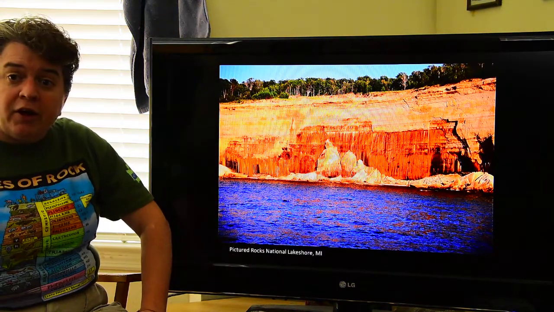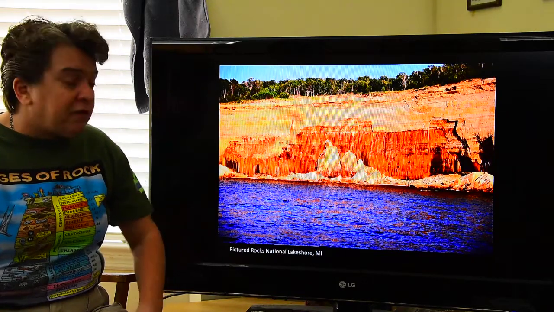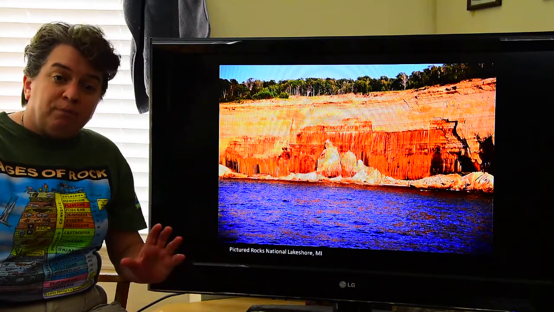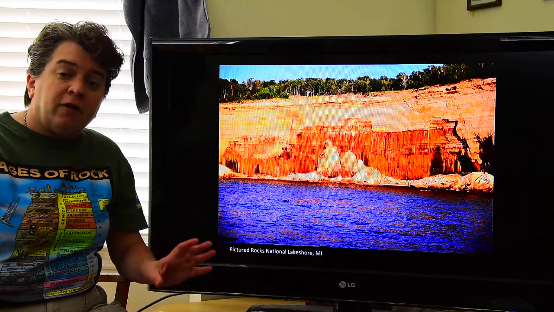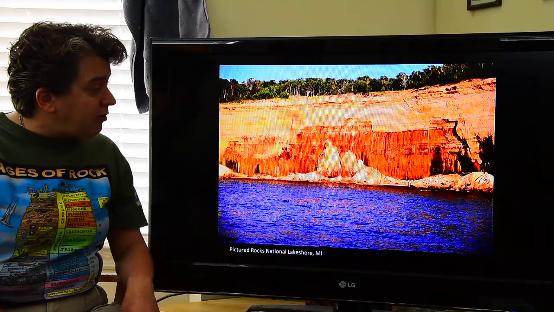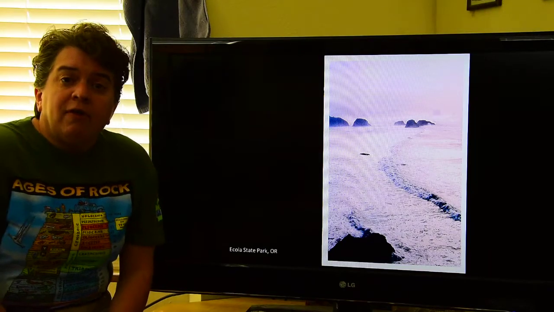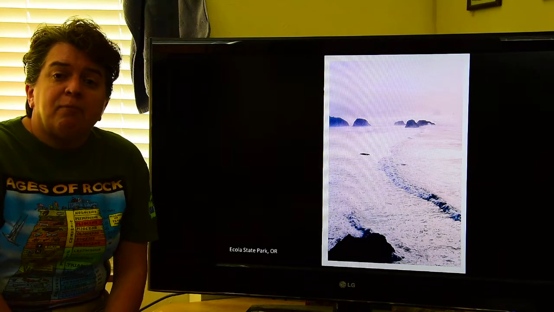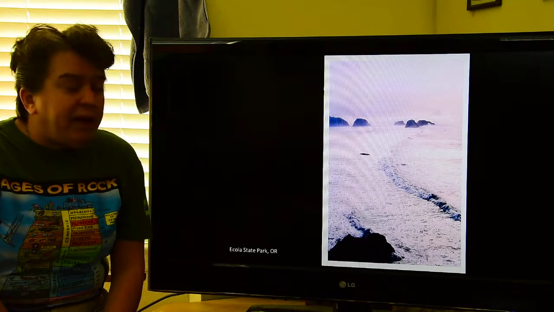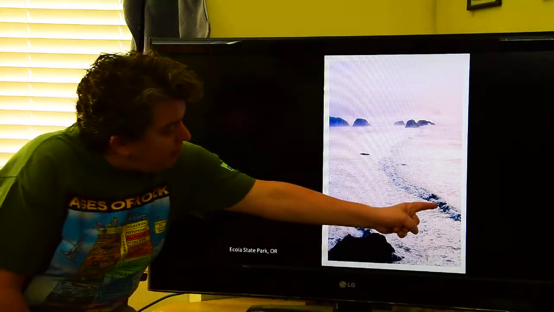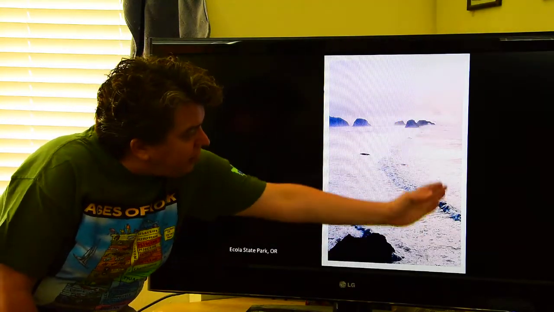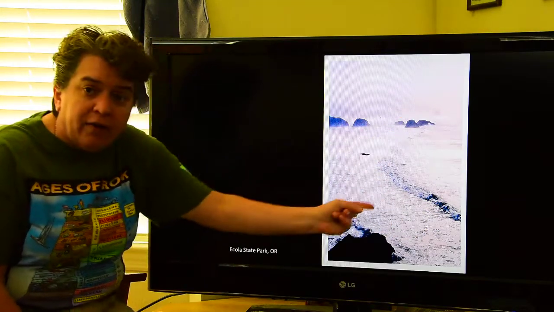Same thing that we see here. This is at one of the Great Lakes. And I've said it before, the Great Lakes act very, very much like oceans. As waves arrive at shore, they can get bent. This is called wave refraction. You see how this wave is not in a straight line? It's actually curved right there.